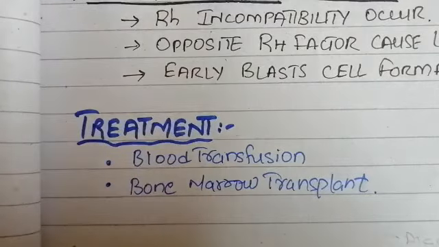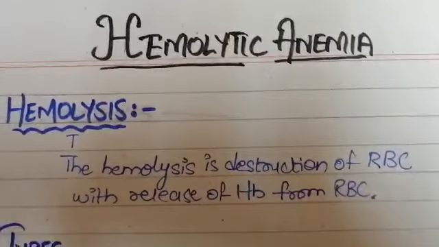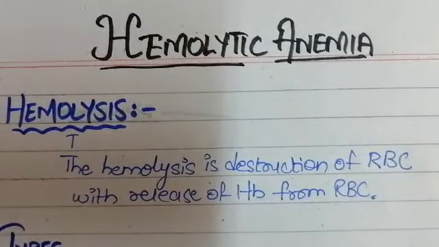So this was a general explanation about hemolytic anemia, hemolysis, and the different types of hemolytic anemia, including treatments. The symptoms are generally the same: fatigue, dyspnea, weakness and pale skin are the symptoms of all the anemias, including hemolytic, megaloblastic, blood loss, iron deficiency, all those anemias.